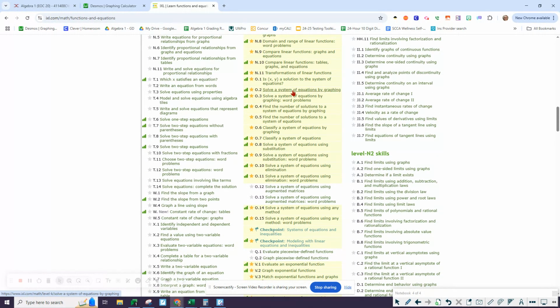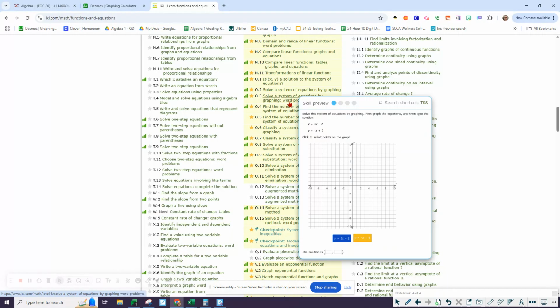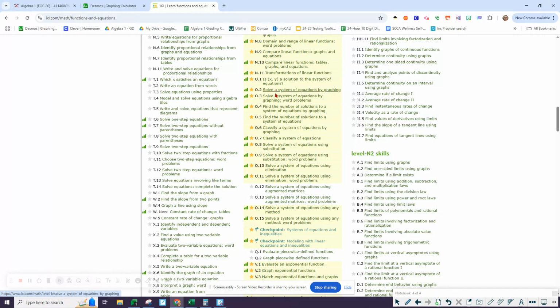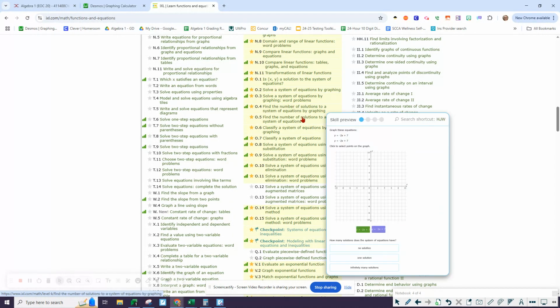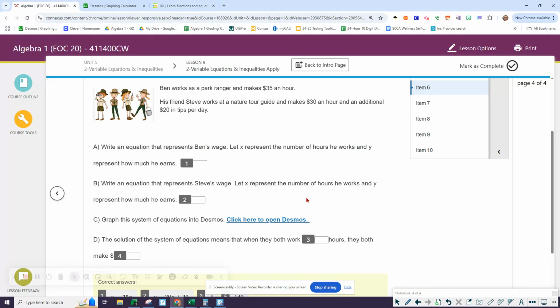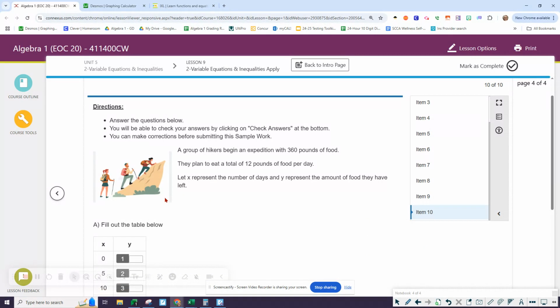There we go. Systems of equations by graphing, systems of equations, word problems. Those two right there would be your best bet, and then maybe even this one, okay? To practice those standards. Your next question was on 10. So let's go down to number 10.